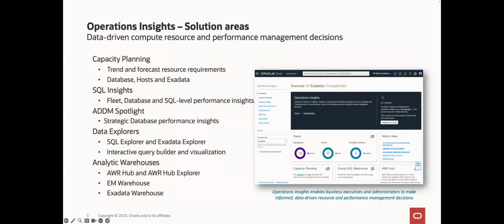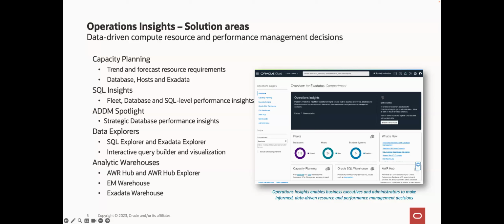Now let's look at some of the solution areas that allow effective capacity planning and SQL performance tuning. To do capacity planning for databases and hosts, we can use the capacity planning app, which allows you to trend and forecast resource requirements. For SQL performance tuning, the SQL Insights application allows you to get insights into SQL performance at a fleet database level of your choice, or even at a single SQL ID level. Also, the ADDM Spotlight application helps administrators make strategic decisions based on curated ADDM-based findings and recommendations.